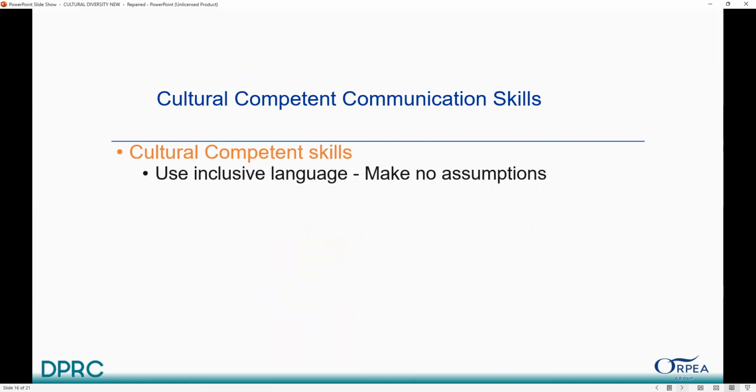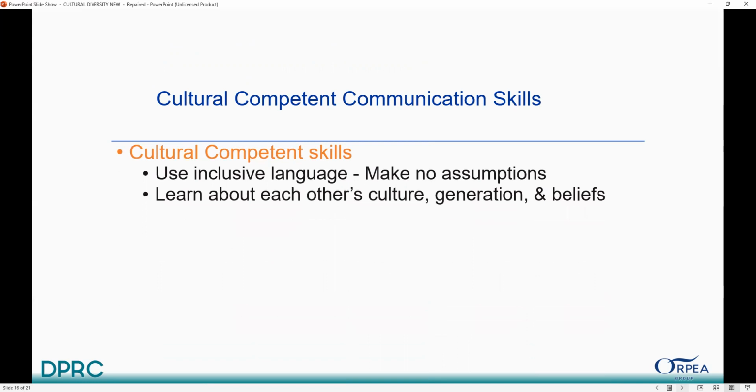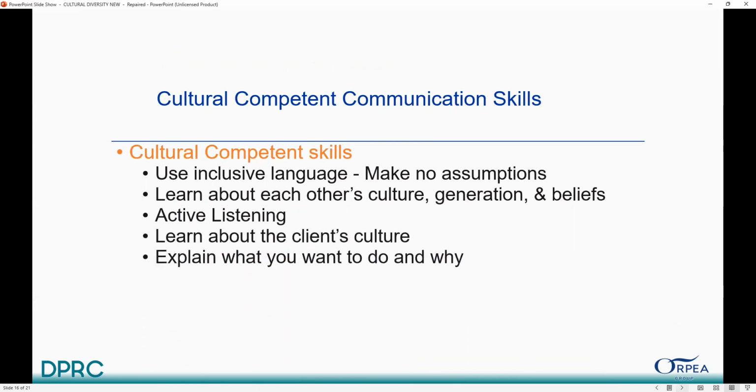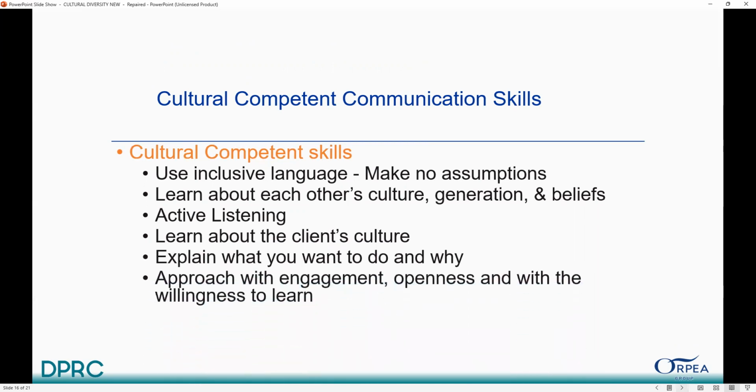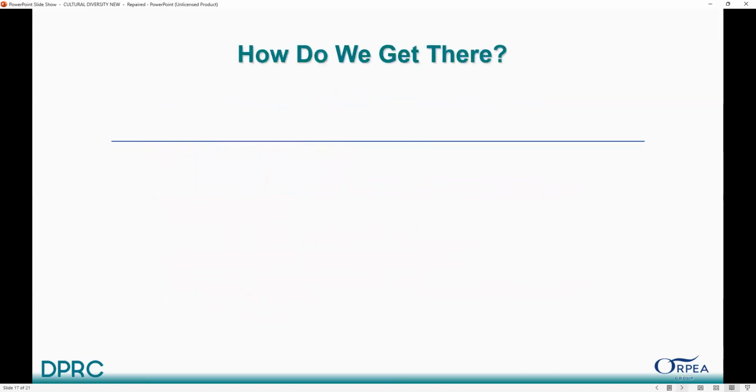Use inclusive language. Make no assumptions. Learn about each other's culture, generations, and beliefs. Practice active listening. Learn about the client's culture. Explain what you want to do and why. Approach with engagement, openness, and a willingness to learn.